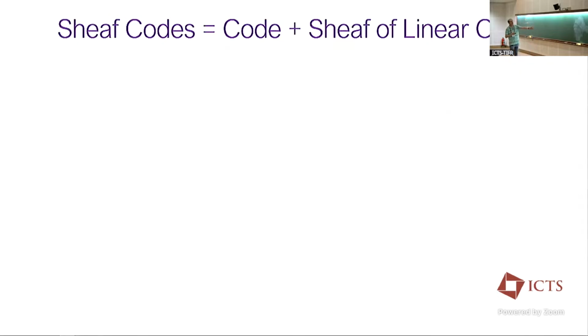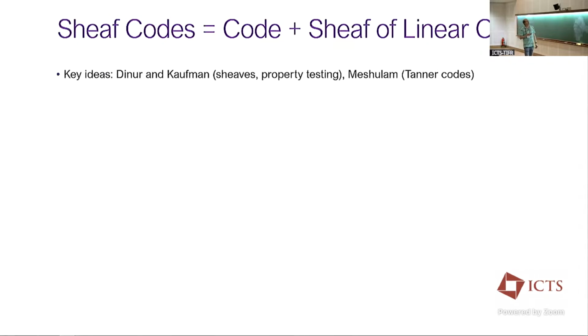But before that, I want to describe to you another very interesting idea, the idea of sheaf codes, which is required to understand all the definitions that will follow. This idea is also quite old. Originally there was a nice paper by Dinur and Kaufman that described sheaves and connected them with property testing and agreement testability. There was also another paper by Meshulam that connected sheaves with Tanner codes.